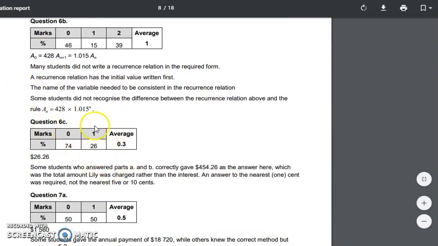Looking at the answer to this one, only 26% of the cohort managed to get this correct. Quite a number actually just stopped at calculating how much was paid back, $454.26, and didn't calculate the interest or didn't round correctly.